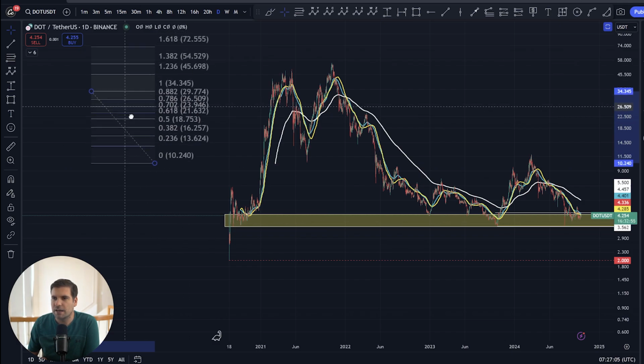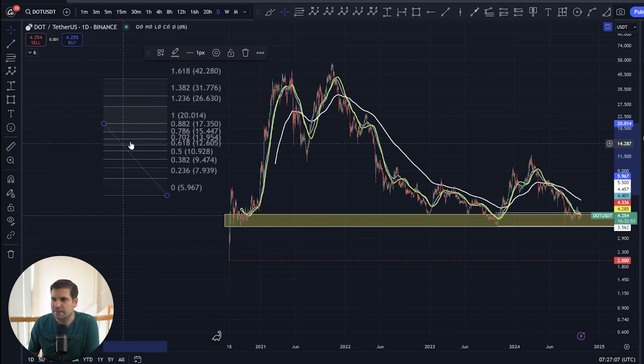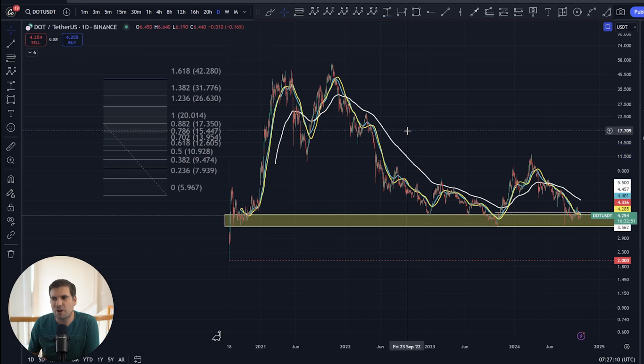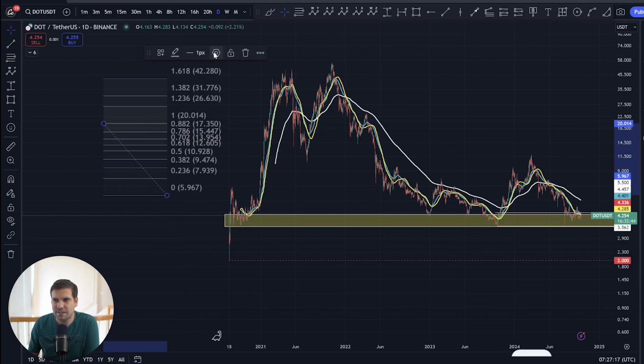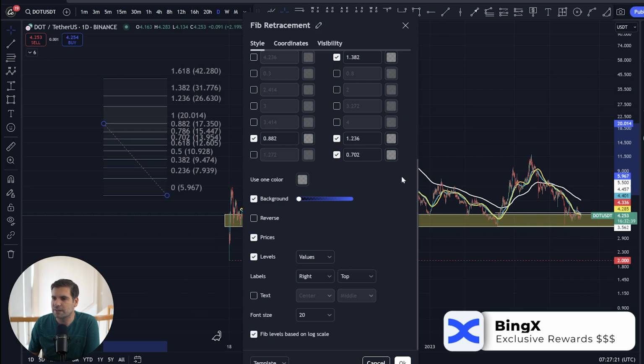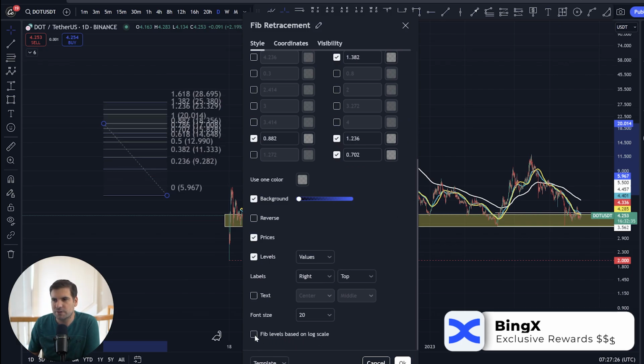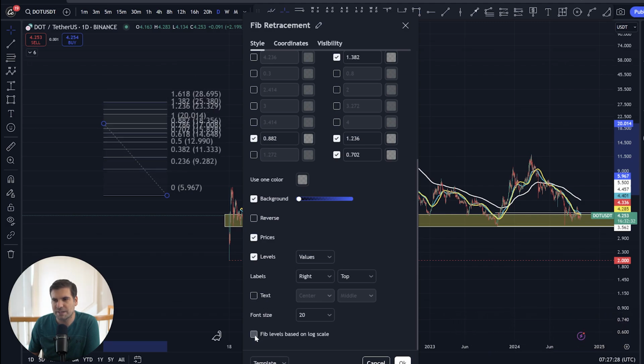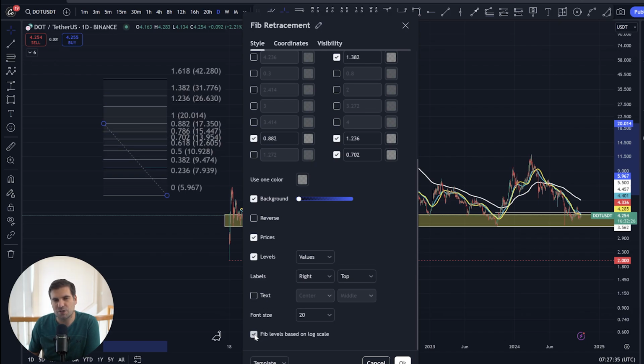You can find it in your chart just over here on the left hand side. Now, because I run my charts on the logarithmic scale, it's important that I go into the settings of my Fibonacci retracement tool, scroll all the way to the very bottom, and put the fib levels based on the log scale. If I do not do this, my Fibonacci retracement and extension tool will give me different results. But if I'm using a logarithmic chart, I must make sure that my Fibonacci retracement tool is in logarithmic.